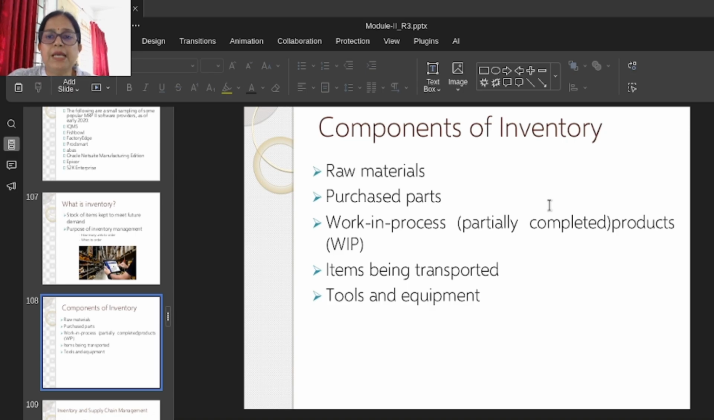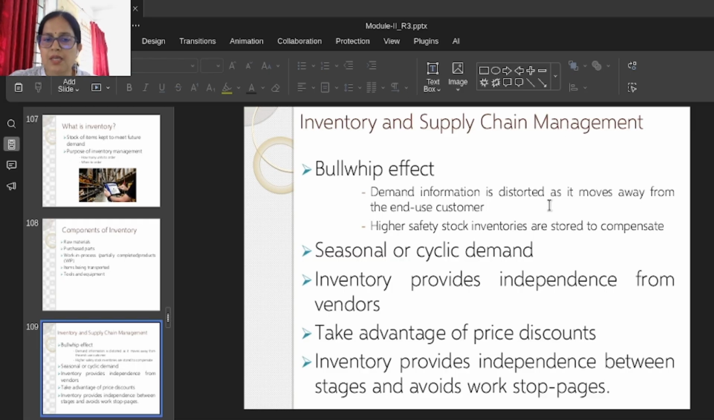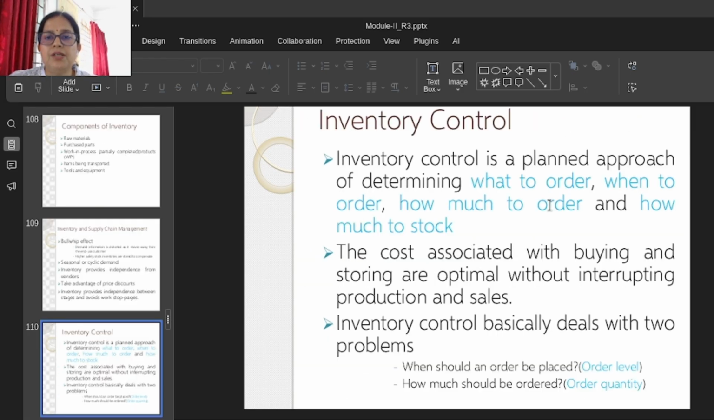Next, what are the different types of components of inventory? The components of inventory may be raw material inventory, in-process inventory or work in process inventory, items being transported, and tools and equipment. So, these are called the components of inventory. Then we'll discuss inventory control.